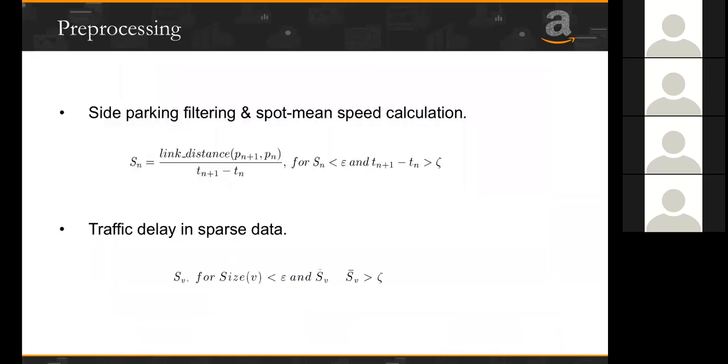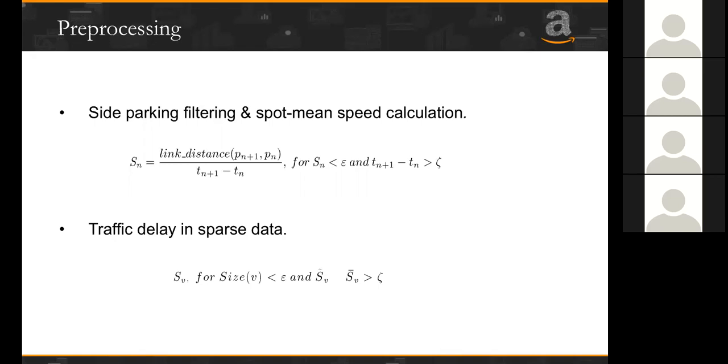So the speed we focus on is spot mean speed, which is calculated from the adjacent observations, the distance traveled between them and the time elapsed between them. So we divide them, and then we get the spot mean speed.